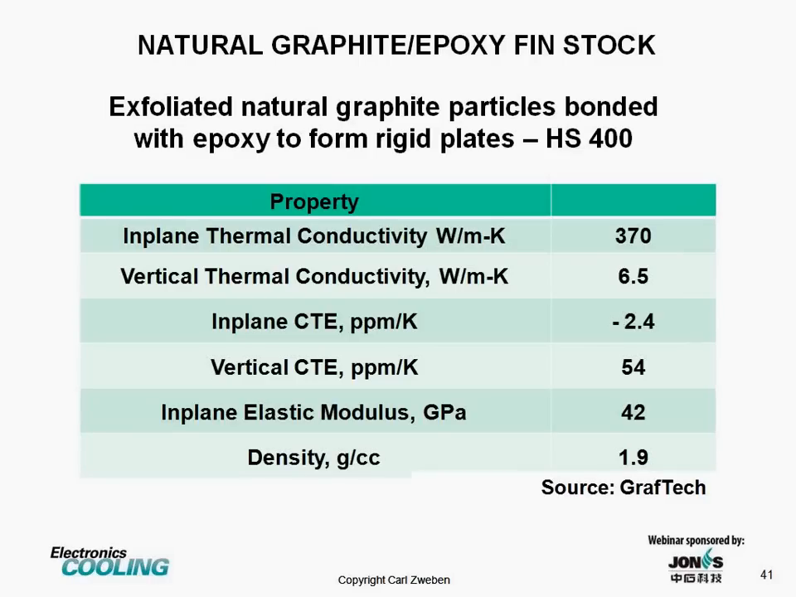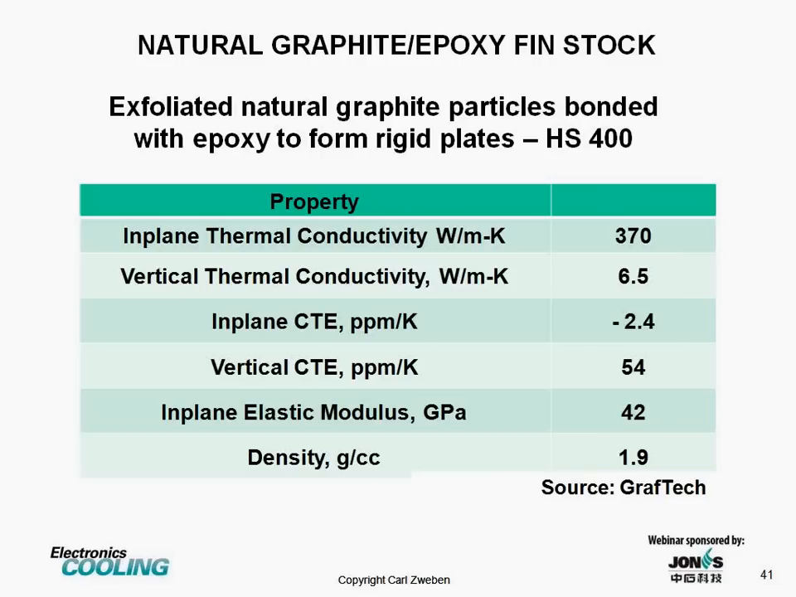So that was an introduction to basically just showing how we can tailor properties of carbon-based materials. Let's take a look at some actual composites. Earlier we talked about natural graphite, which is a flexible foil-like material. In some cases, we would like to have a rigid plate, and one way you can achieve that is by bonding the natural graphite particles together with epoxy to form the rigid plate.